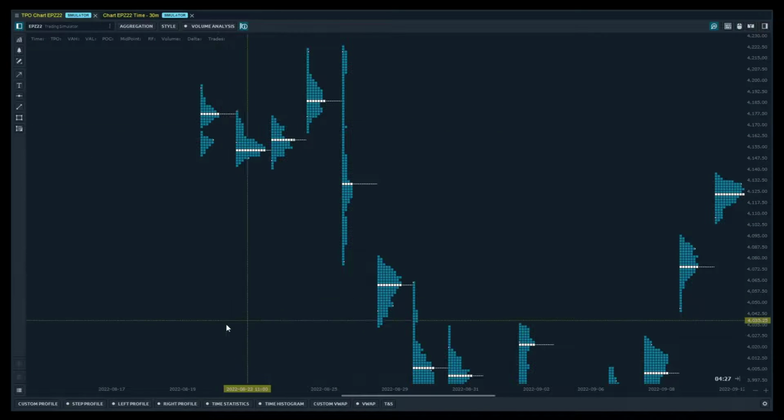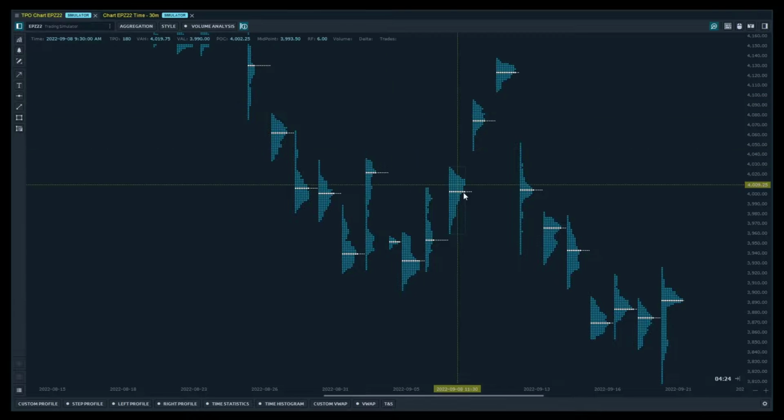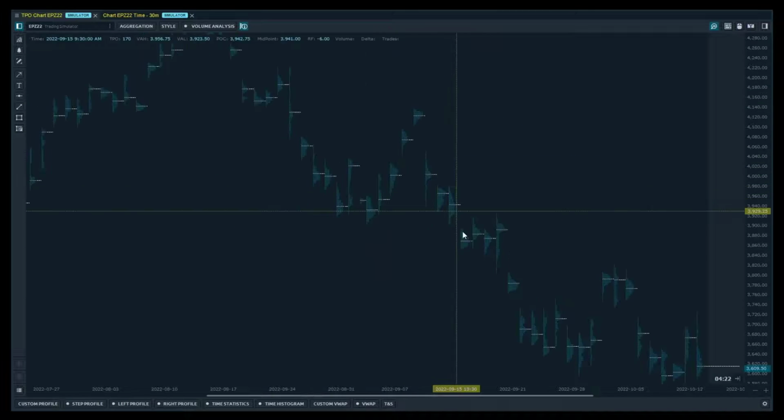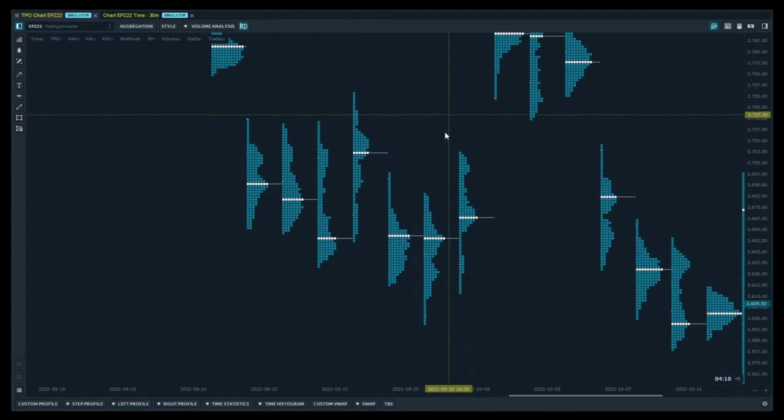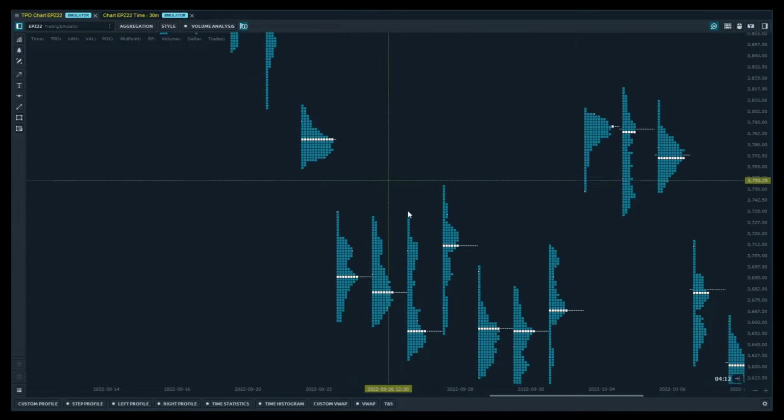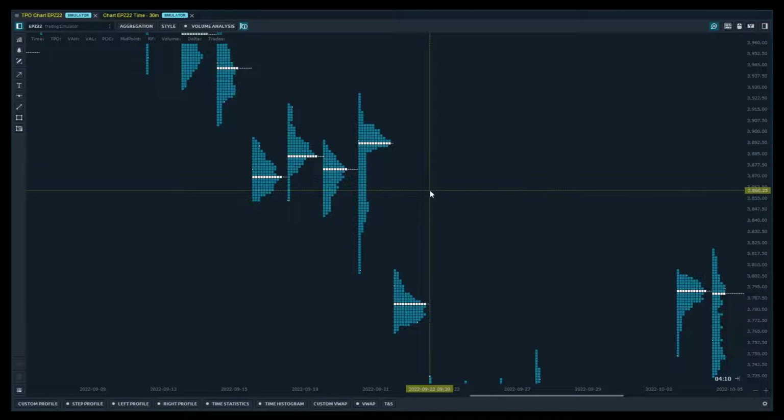So as you can tell, looking at all these days here, not everything's going to be a textbook day. There's lots of awkward days that somewhat form a double distribution or somewhat form balance. But the key is learning to be able to recognize when these days are forming, and that's really where the edge comes from for traders, and it's a powerful tool to use when used correctly.